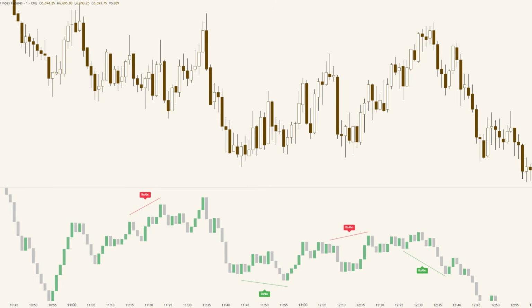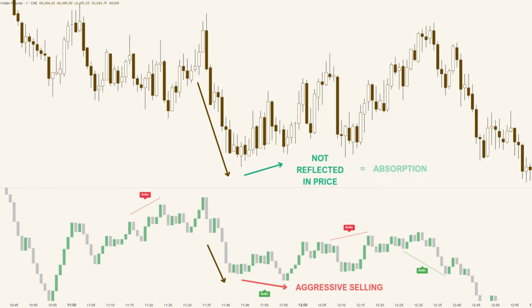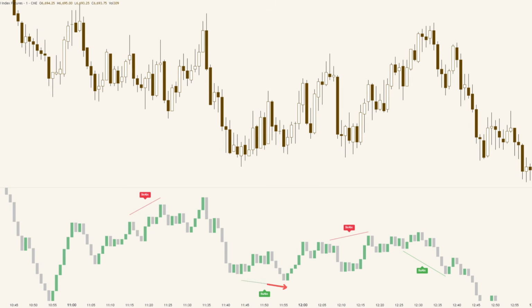In this example, price forms a lower low, followed by a higher low. As always, the next step is to assess whether CVD is behaving in the same way, but CVD forms a lower low, which creates a clear divergence. CVD indicates that aggressive sellers outweigh aggressive buyers, yet price does not follow the selling pressure. This tells us passive buyers are absorbing the aggressive selling at that level. When sellers eventually lose momentum, buyers step in and price moves higher, completing the bullish absorption divergence.